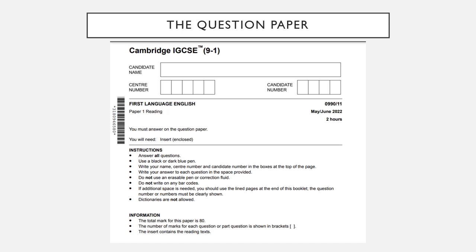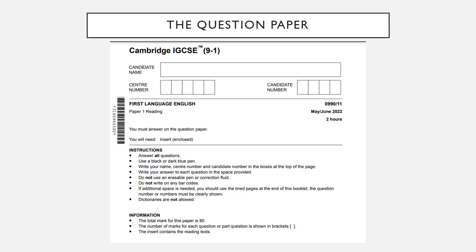Okay, this is what the front of the question paper will look like. You can see that you've got 2 hours. Remember, some of you are entitled to extra time, but this is what you'll be confronted with on your exam desk. You'll also have an insert booklet with the 3 unseen texts in it, so text A, B and C.